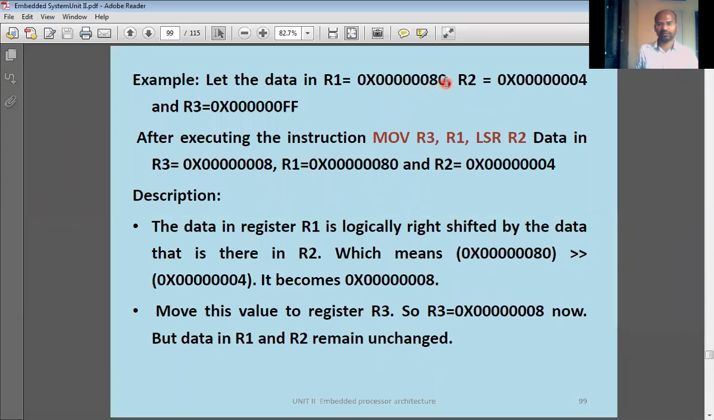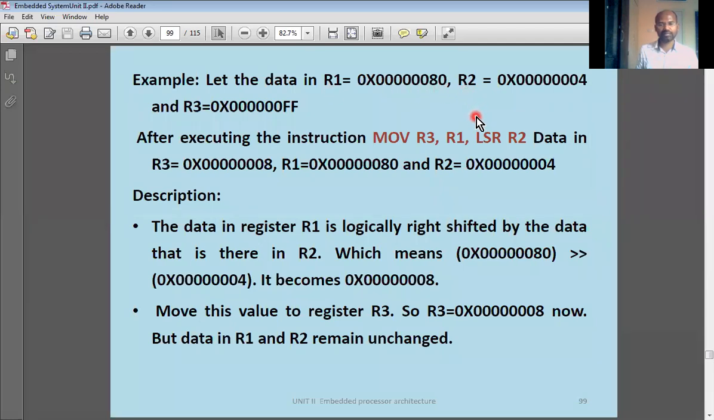The first 4 bits are zeros. Next 4 bits are 1, 0, 0, 0. Is it so? Yes. Remaining all are zeros. First 4 zeros, next 0, 0, 0, 1, and remaining all of them are zeros. That is R1. And what is this R2?